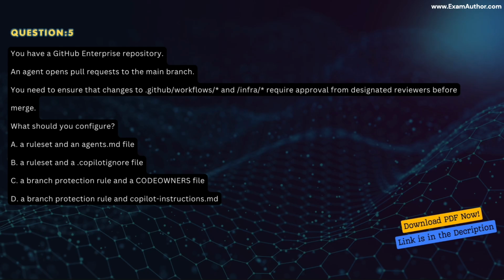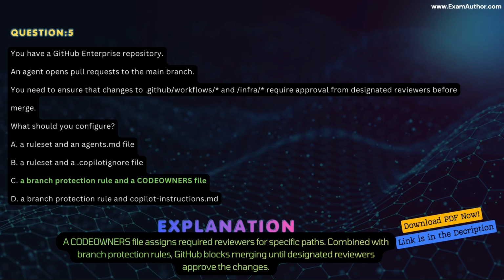Question 5. You have a GitHub Enterprise repository. An agent opens pull requests to the main branch. You need to ensure that changes to .github/workflows/ and /infra/ require approval from designated reviewers before merge. What should you configure? A. A rule set and an agents.md file. B. A rule set and a .copilot ignore file. C. A branch protection rule and a code owners file. D. A branch protection rule and copilot-instructions.md. Correct answer, C. A branch protection rule and a code owners file.